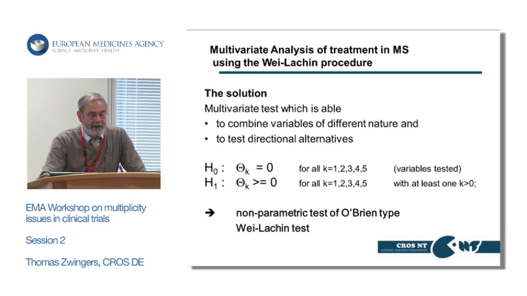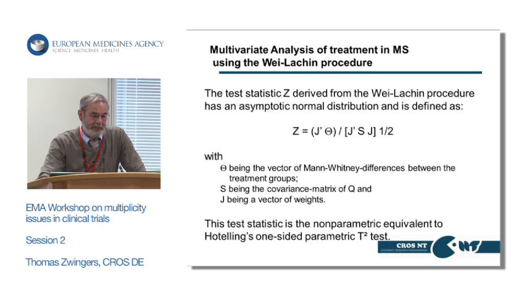The solution we found, and I think that is maybe a solution for all multiple endpoint situations where the endpoints are very different: we had to look for a multivariate test which is able to combine variables of different nature and to test the directional alternatives. You see the null and the alternative hypothesis. What we decided to do is to use a non-parametric test of an O'Brien type, namely the Wei Lachin test.